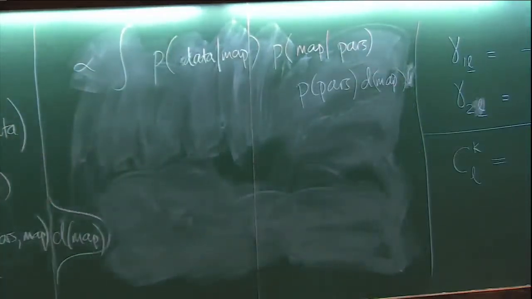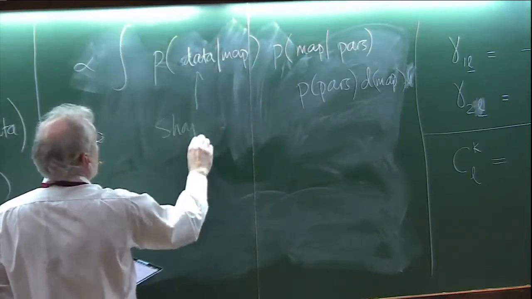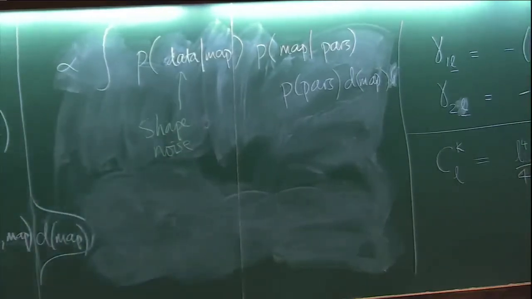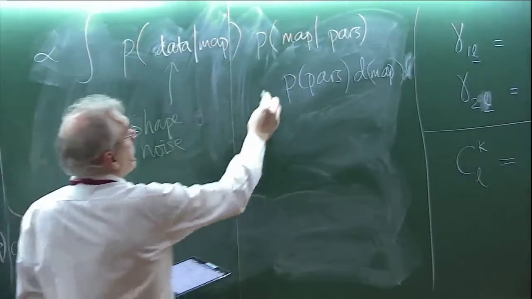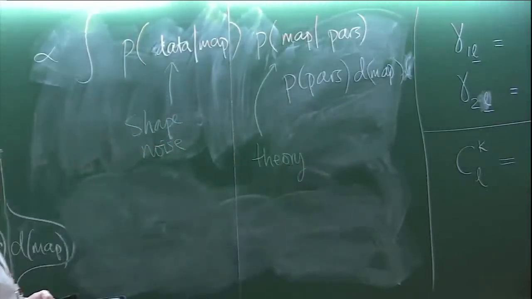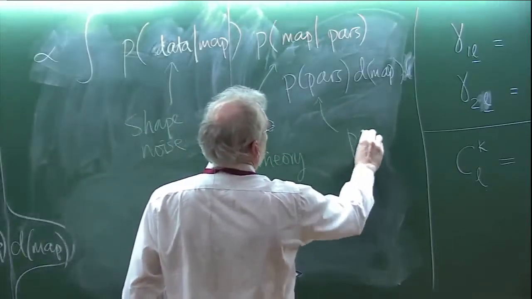This is quite nice because we split the data model into a hierarchy of terms. This first term is basically to do with shape noise, just the fact that ellipticities are random and their variation is quite large. The probability of getting a map given the cosmological parameters, well, that's theory. The statistical properties of the map are determined by the cosmological parameters. And this part here is just a prior.